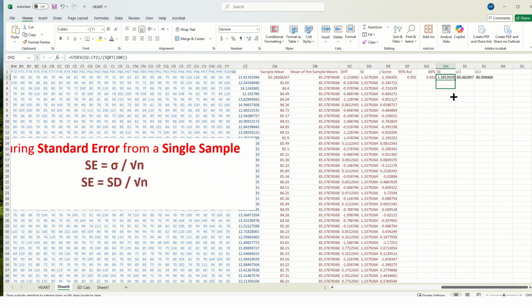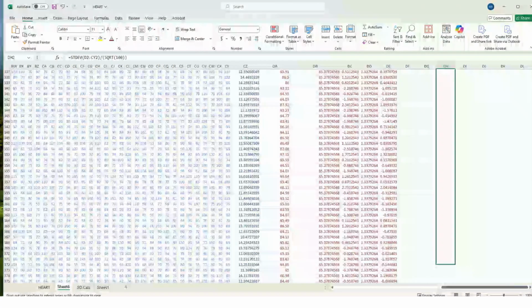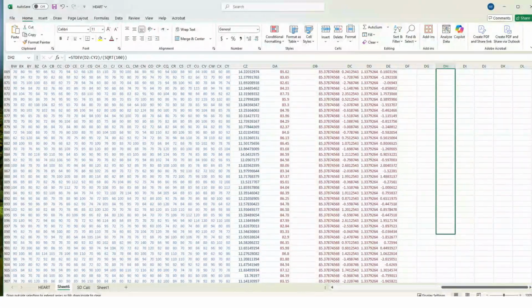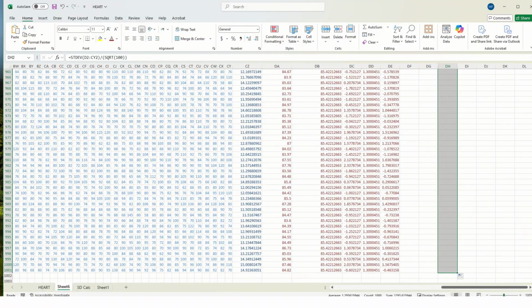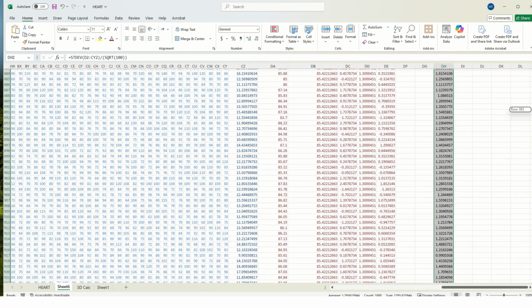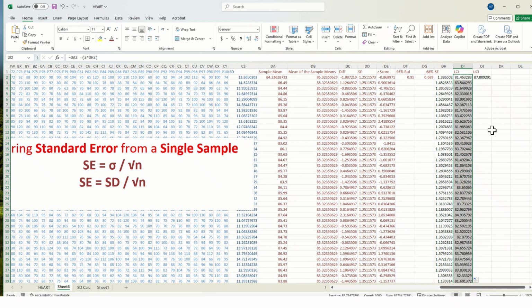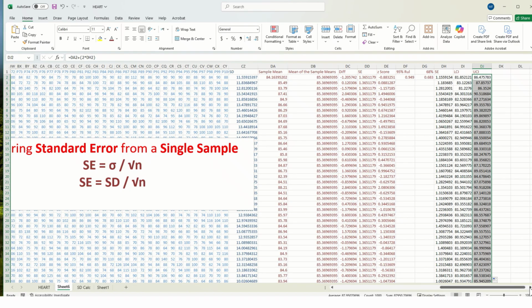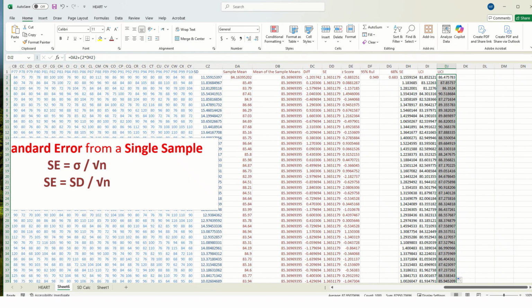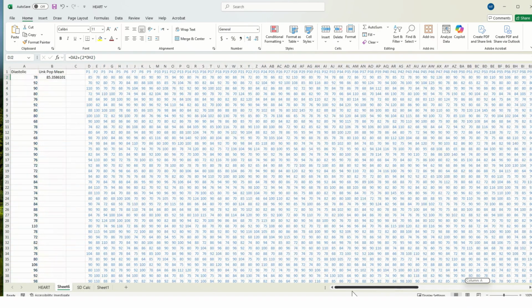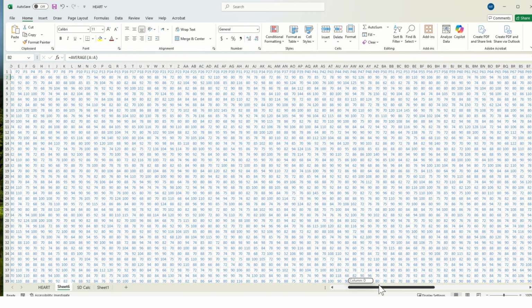So I'm going to just grab the fill handle and drag it down all the way to 1000 samples. So here's the standard error of all of these samples separately, and then double click on the lower confidence interval and for the upper confidence interval. Now in the third step, we are going to verify how many of these samples were actually able to capture the real population mean, which in the real world would in fact be unknown.